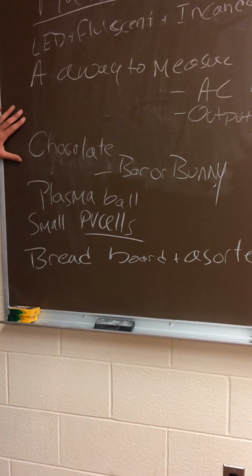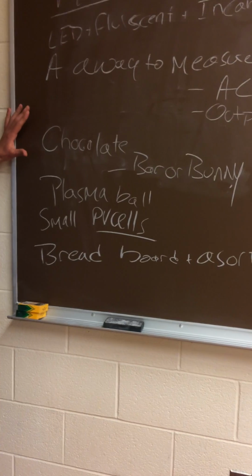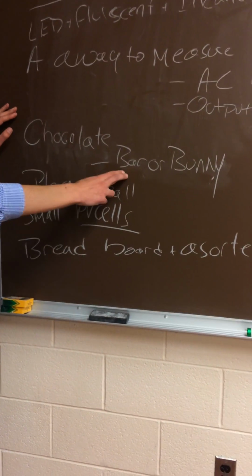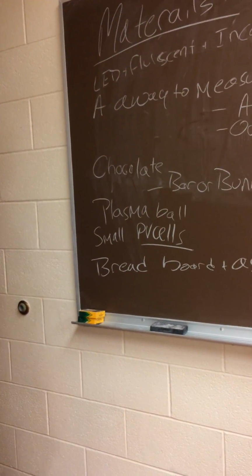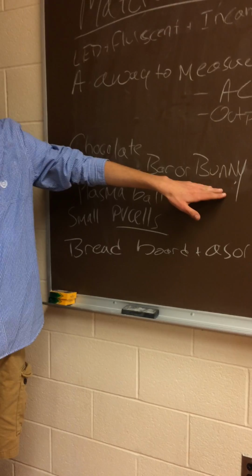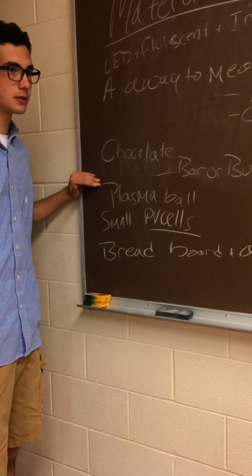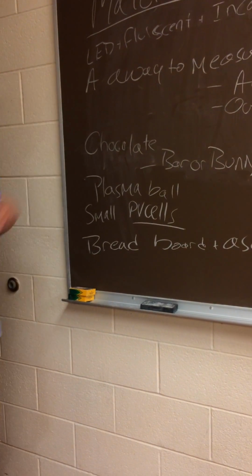Next, you'll need chocolate, as I had there, for the energy, or the waste heat. You can do bars like I did. You can do bunnies. Bunnies are pretty cool because you can actually see them melt, and that's pretty awesome. But bunnies are pretty hard to get when you're here in the month of May. Anyway, you'll need a plasma ball. That was the big spherical thing.